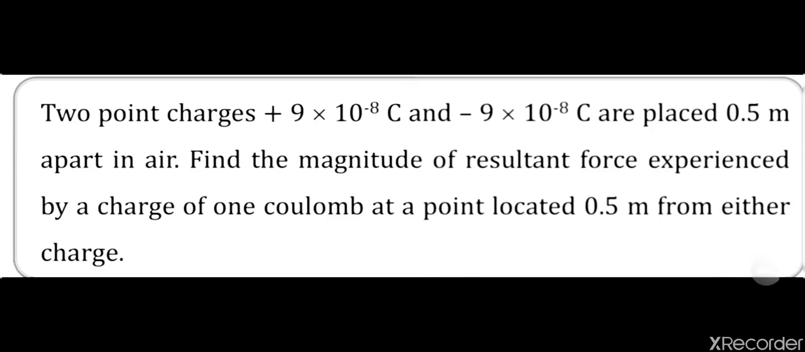The next problem: 2 point charges plus 9 into 10 power minus 8 coulomb and minus 9 into 10 power minus 8 coulomb are placed 0.5 meter apart in air. Find the magnitude of resultant force experienced by a charge of 1 coulomb at a point located 0.5 meter from either charge. Here they are not telling what type of triangle it is, whether the right angle triangle or the equilateral. First you draw the diagram, then you will come to know the picture.